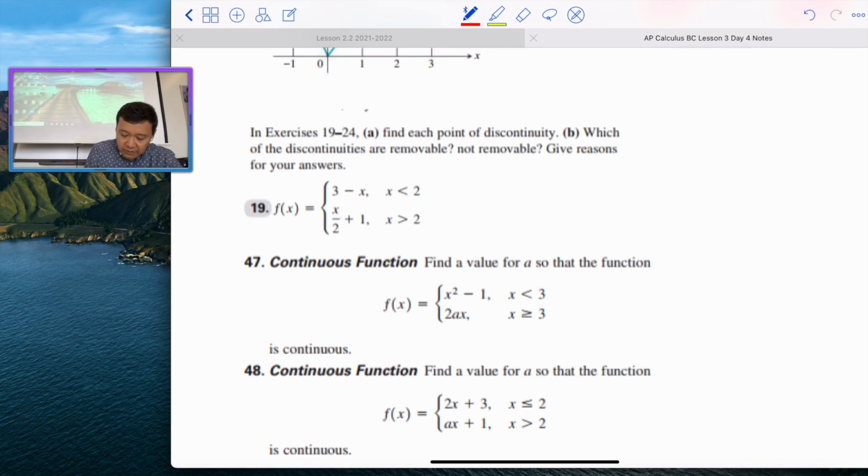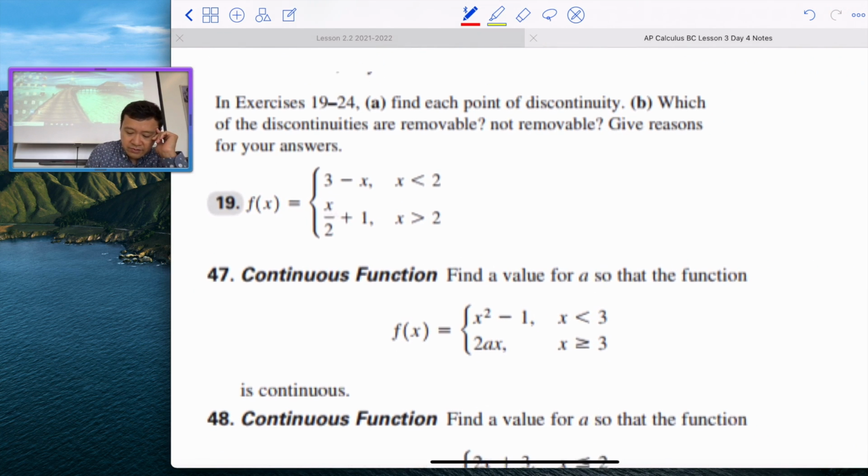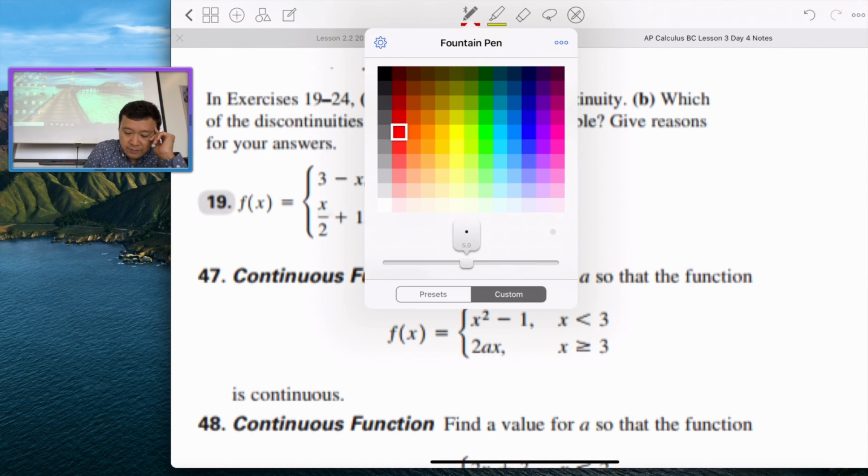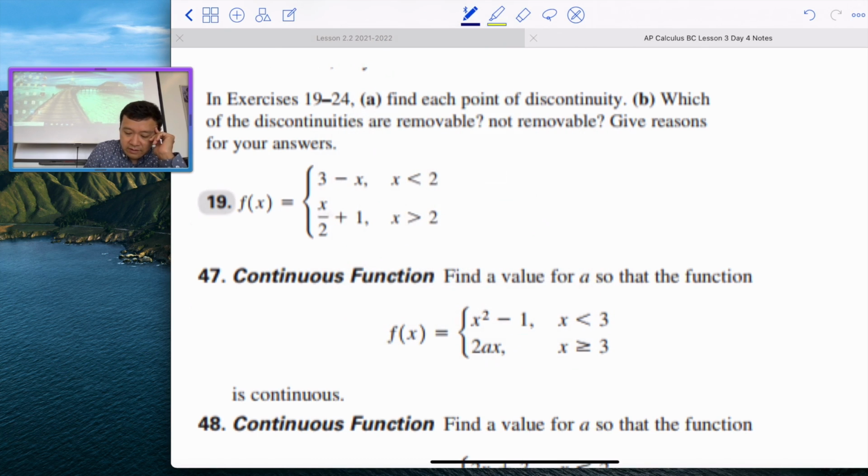Number 19, let's take a look at this one. Okay, part A, find each point of discontinuity. And part B, which of the discontinuities are removable, not removable, and lastly, give reasons for your answers. Okay, so for number 19, we're not given the graph, we're just given the rules for this piecewise defined function. If I want to sketch it out or if you want to Desmos it, that's fine. But I'm going to assume that this is a non-calculator question.